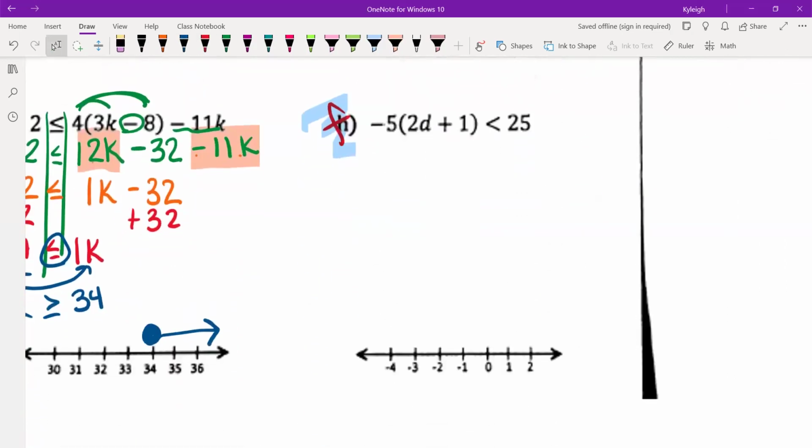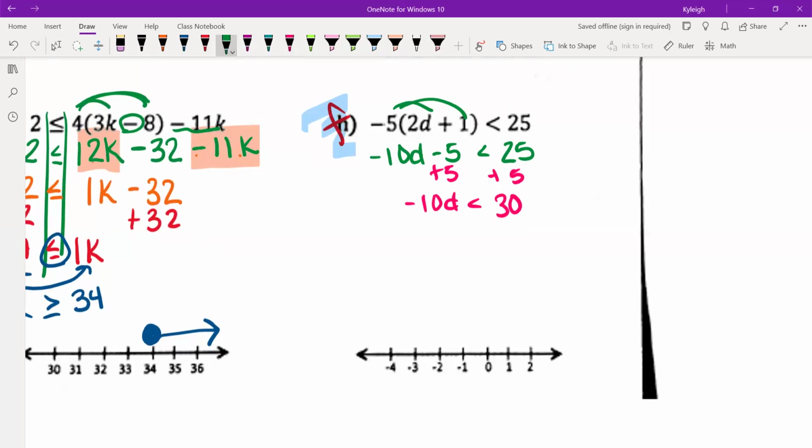All right. Last one. Distribute: negative 10d minus 5 is less than 25. Add 5. Negative 10d is less than 30. Divide by negative 10. D, flip your inequality sign, and then a 3. So then, negative 3, sorry. Open circle here, go in that direction.